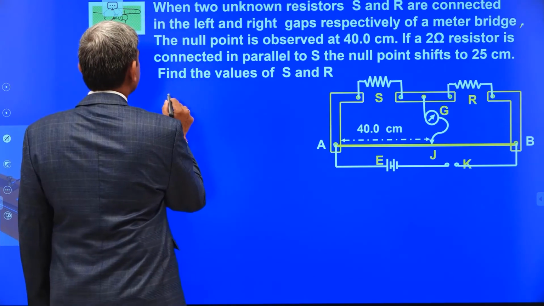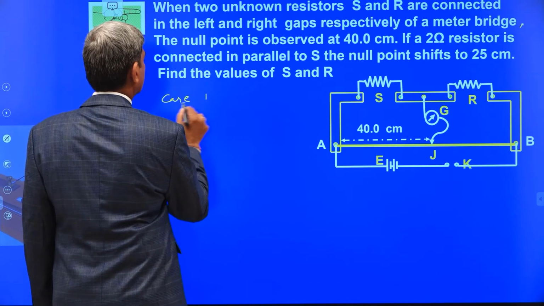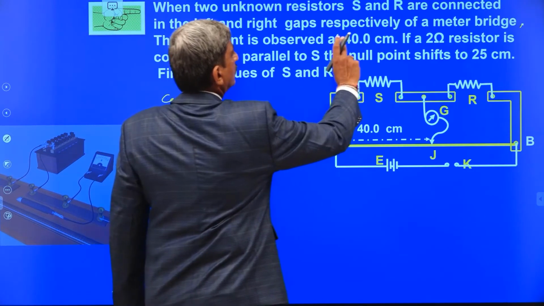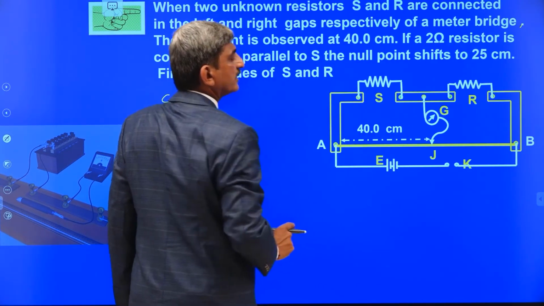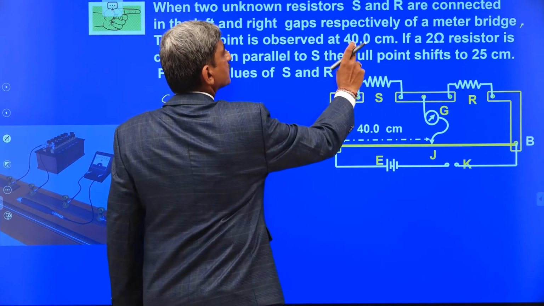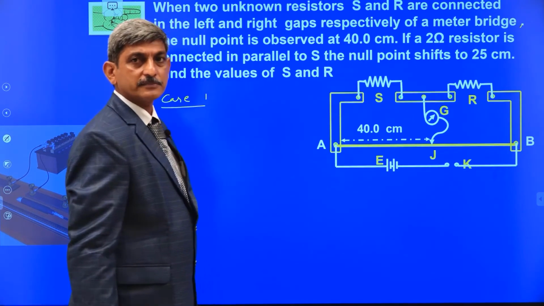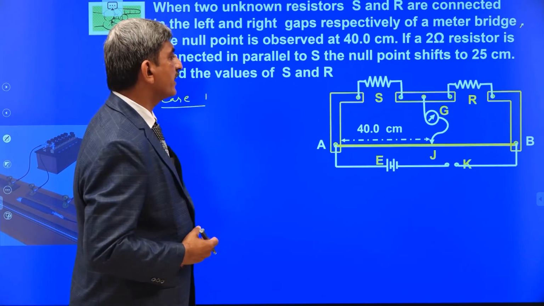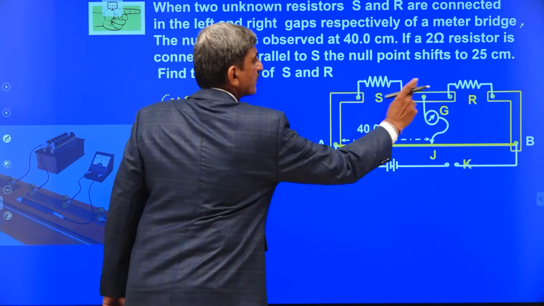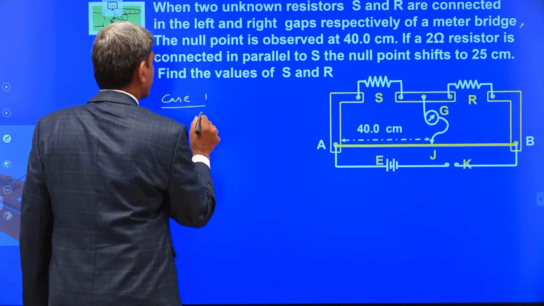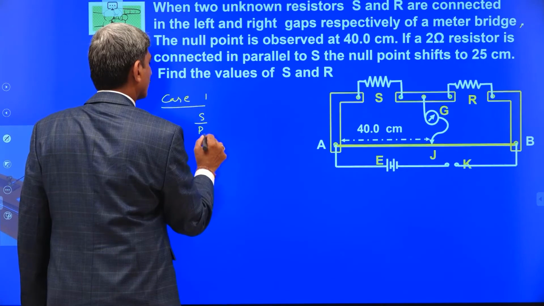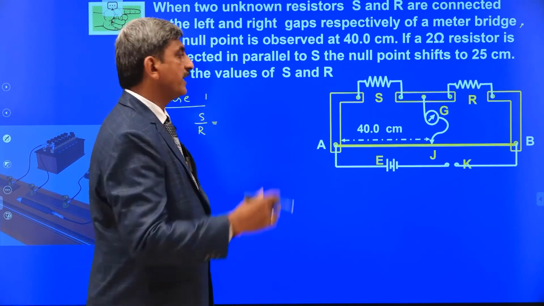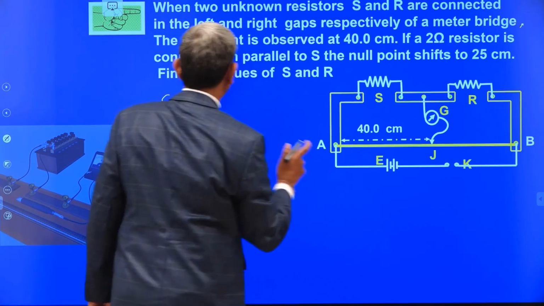Now, first come to the case 1. In the case 1, what is given? 2 unknown resistors S and R connected in the gaps, and the balancing length is found to be 40 centimeters. By applying the balancing condition of the meter bridge for the first case, what we can write? Ratio of the resistors in the left gap to the right gap, S by R, is equal to ratio of the balancing lengths from the left end to the right end, that is 40 by 60.